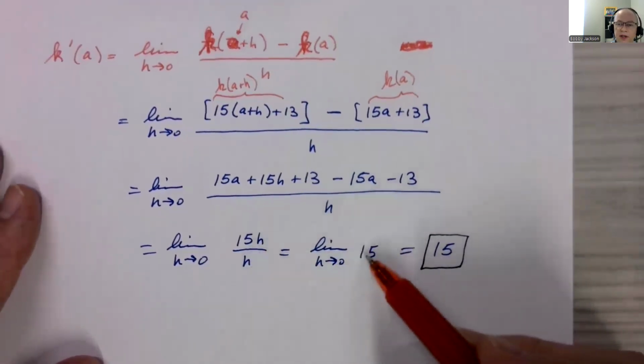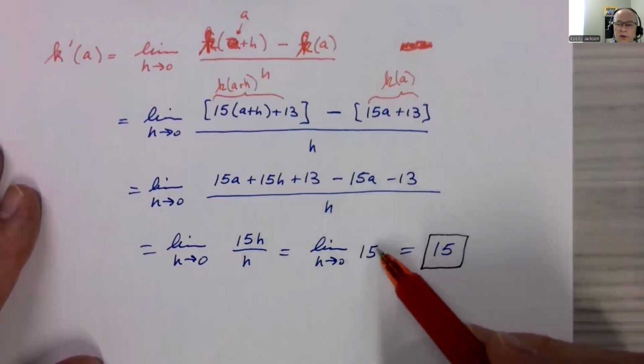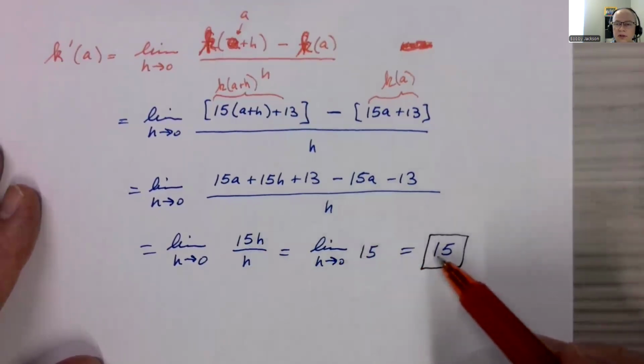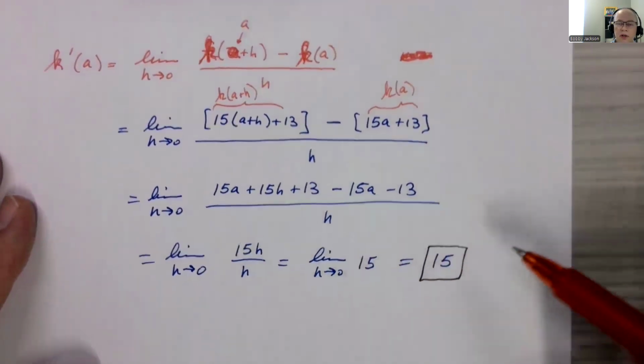That simplifies to 15. Now, what's the limit as h goes to 0 of any constant? It's just the constant, right? So there's our limit: 15.